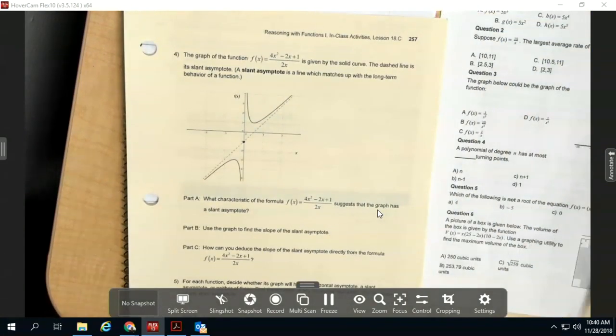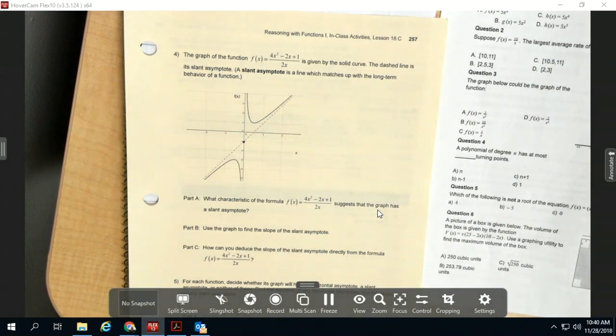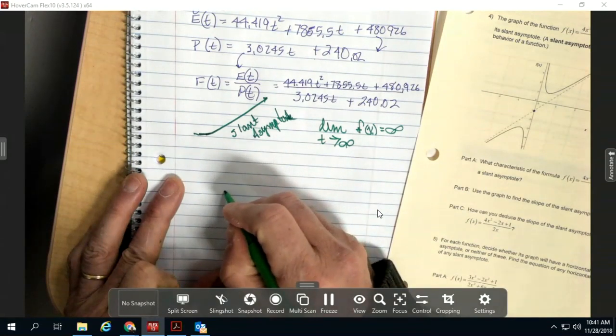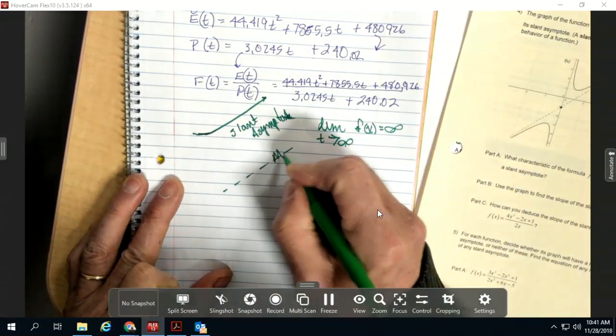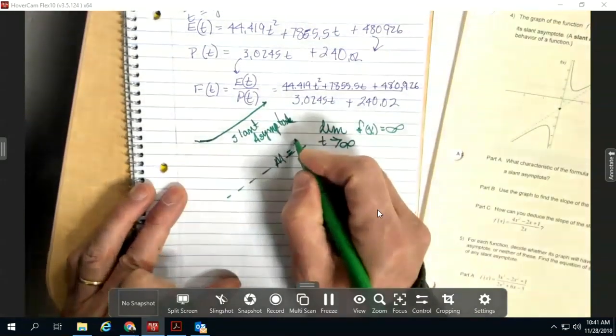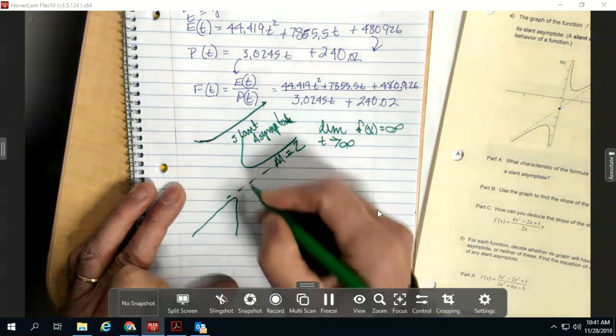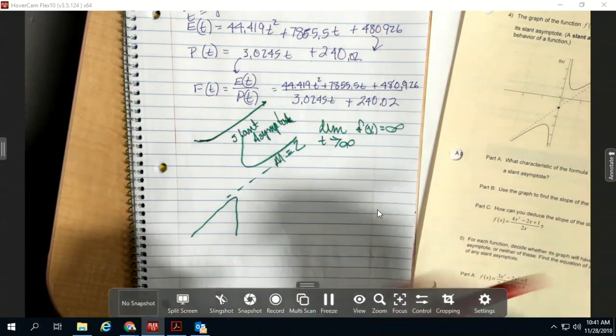Page 257. The graph here has a slant asymptote. What is the slope of that slant asymptote? Well, you take the lead coefficient of the numerator, 4, divided by the lead coefficient of the denominator, 2. And so we can draw a line that has a slope of 2. Okay? And our graph is going to be on one side of it, then on the other side of it. And we've got a vertical asymptote at 0.